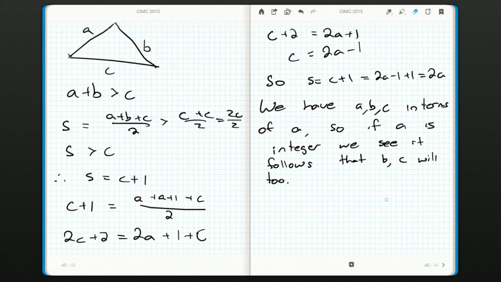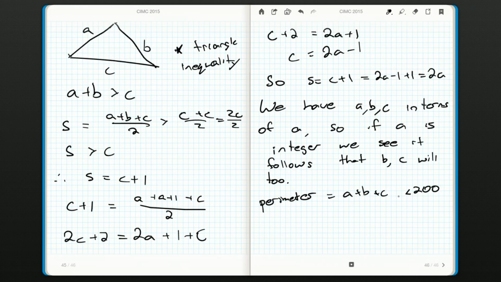But for area being an integer, we have a formula for the area in terms of the semi-perimeter and everything. I'm going to make a note here, by the way: this is the triangle inequality. You should probably mention it because it's a written solution, so you should mention that somewhere. Okay, perimeter. That's A plus B plus C, and that's less than 200. A is A, B is A plus 1, and C is 2A minus 1. So the 1's cancel out. We're left with 4A less than 200, or A is less than 50. Useful to know. So A is less than 50. That's a good piece of information.